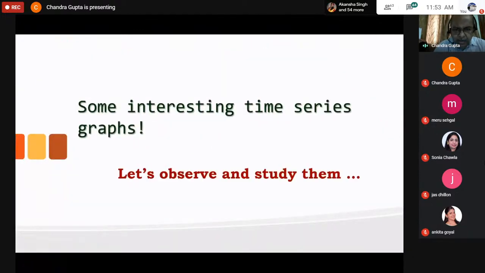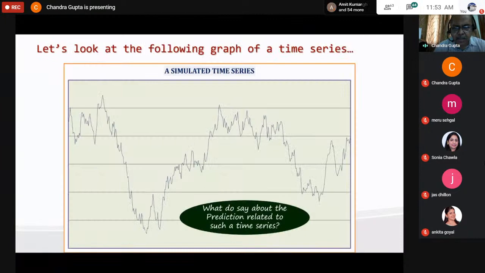Okay, now let's look at again some interesting graphs of the time series. Look at this graph. And you must be wondering why I'm saying interesting. What is interesting here? What is special about this graph? And if you start using this graph to make a prediction, what will you get out of it? Think about it. I'm not going to answer it right now, but I will definitely answer when I proceed further.